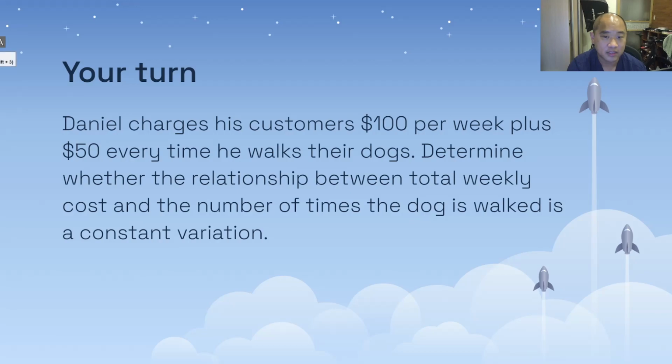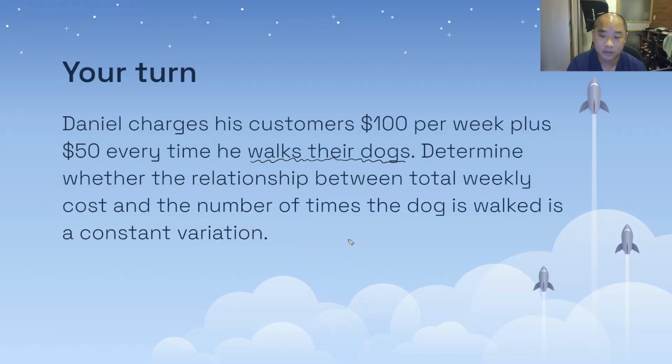So your turn. Let's say that Daniel charges his customers $100 per week, plus $50 every time he walks their dogs, because he's a dog walker. So he's going to walk people's dogs. If you hire him, it costs you $100, plus every time you want him to walk your dog, it'll be $50. So is this relationship a constant variation or a direct variation? These are all different ways of saying the same thing.